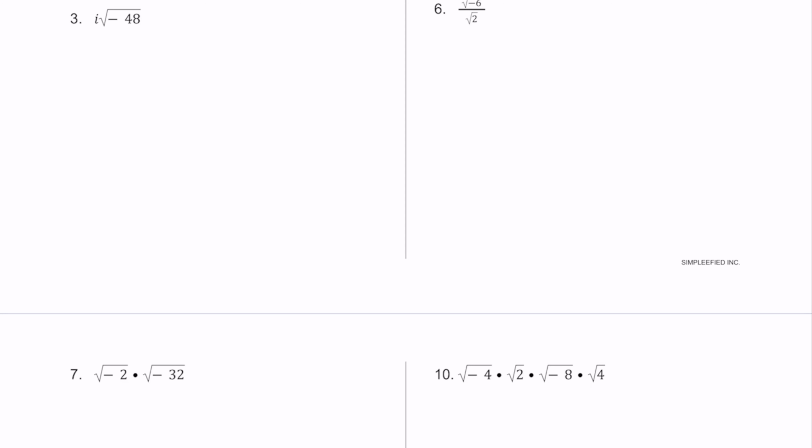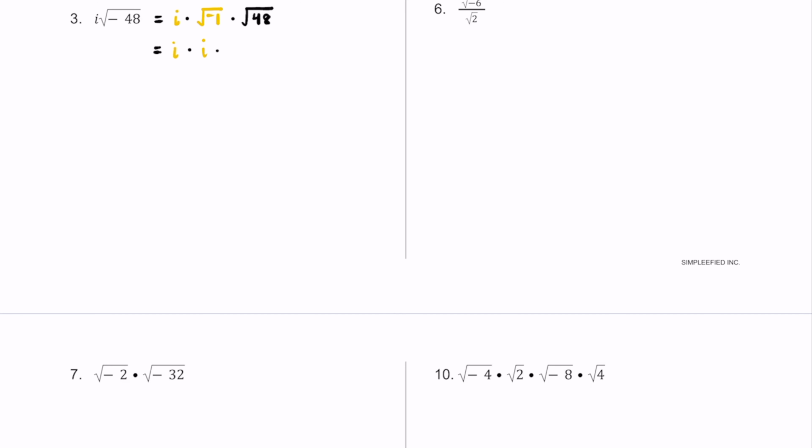For number 3, we have i times the square root of negative 48. So right from the beginning here, let's just go ahead and leave this i alone in front. And then let's separate the square root of negative 48 into the square root of negative 1, and then we'll multiply that by the square root of 48. Okay, now let's go ahead and go one step further here. Now i in front is going to stay here, and then the square root of this negative 1 is also equal to i, so we really have i times i outside of the radical.